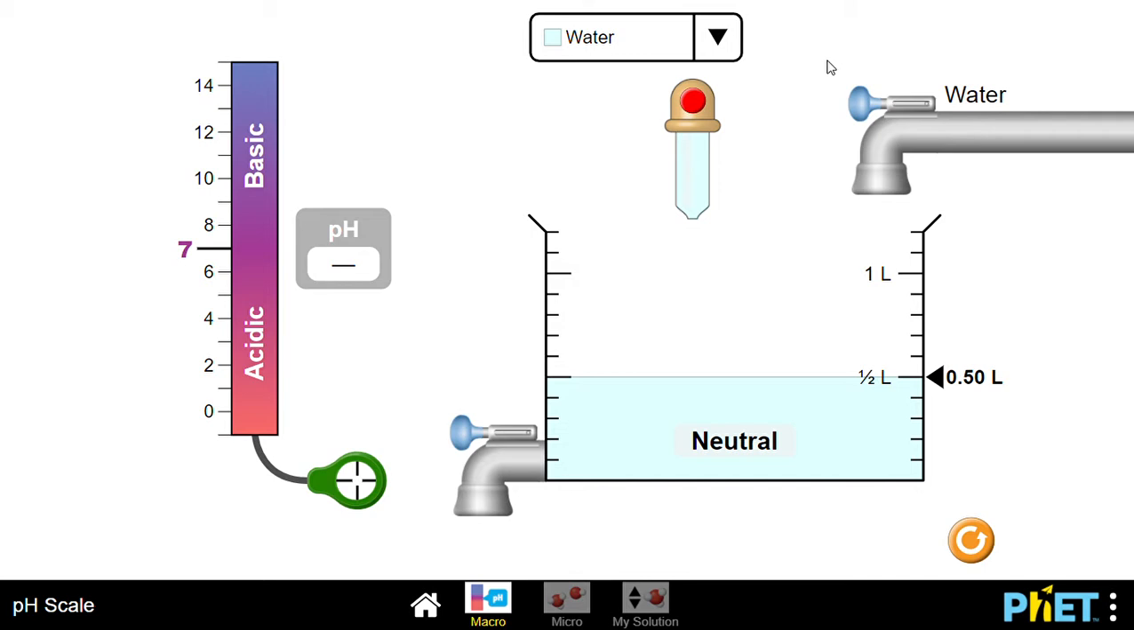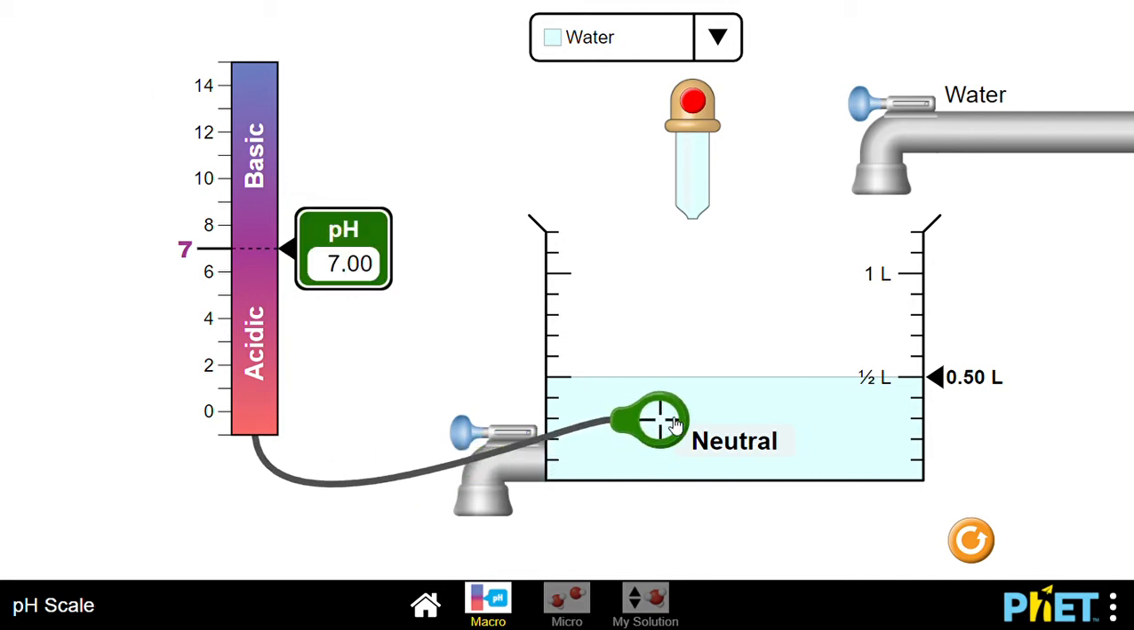So over here on the left-hand side, we have the pH scale. The pH scale ranges from 0 to 14, 7 being exactly in the middle. Anything with a pH of 7 is considered to be neutral. It neither falls under the acidic category or the basic category.